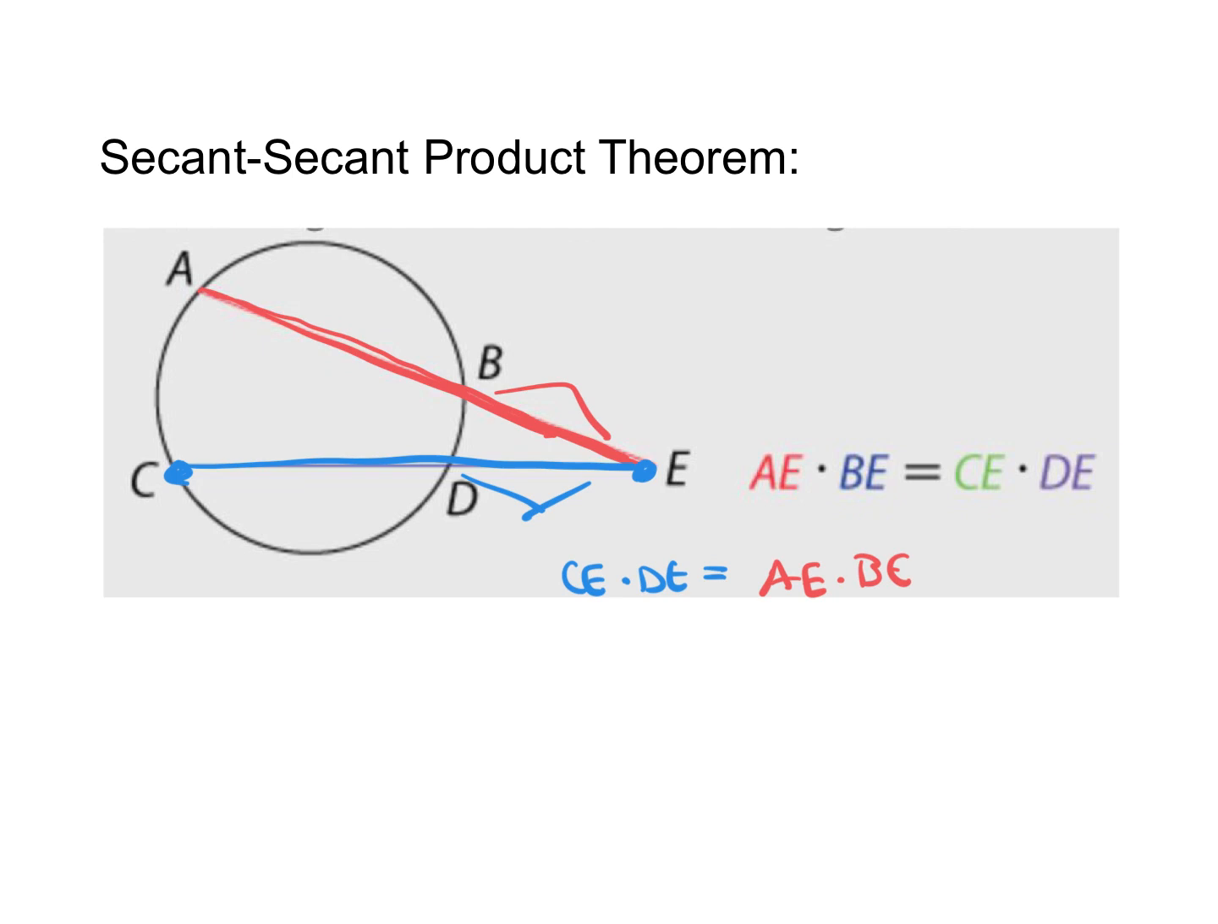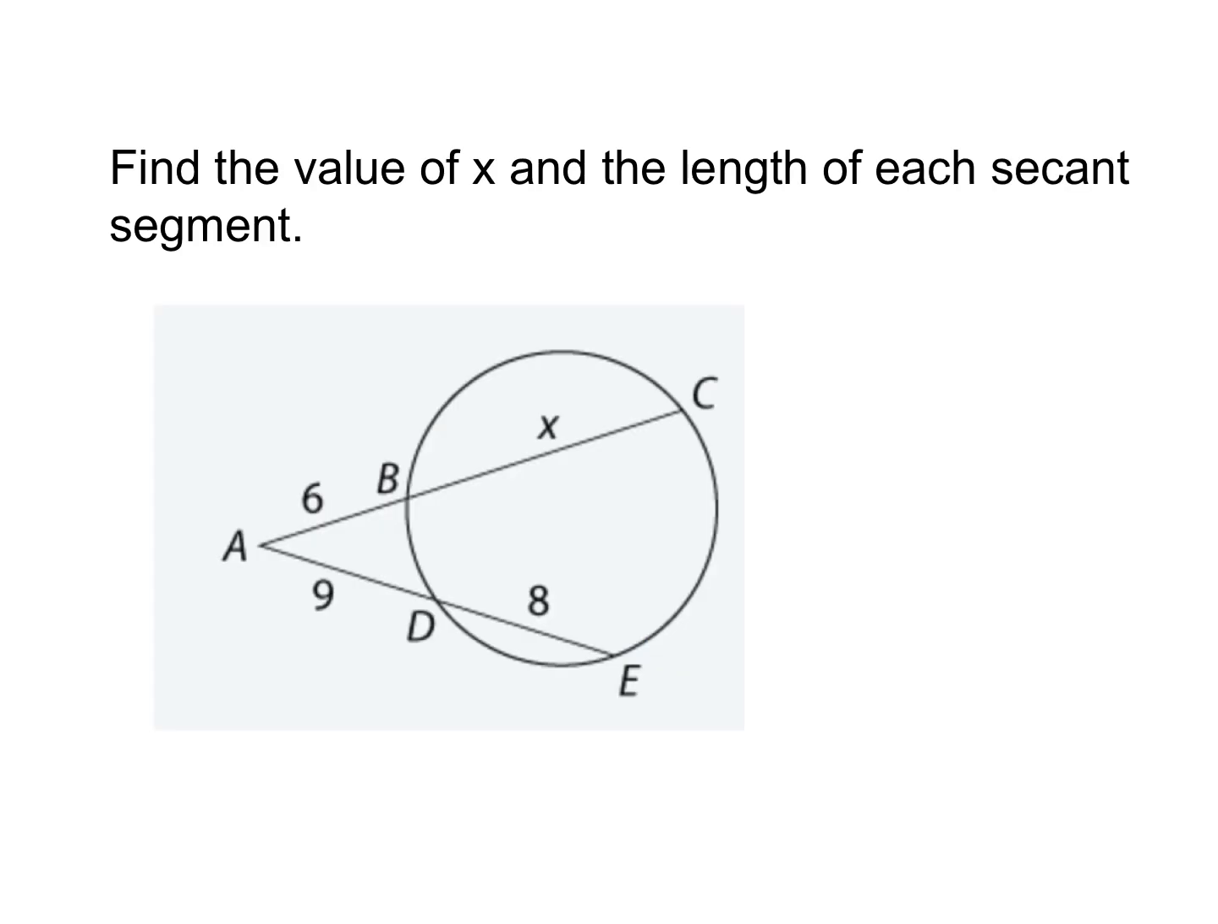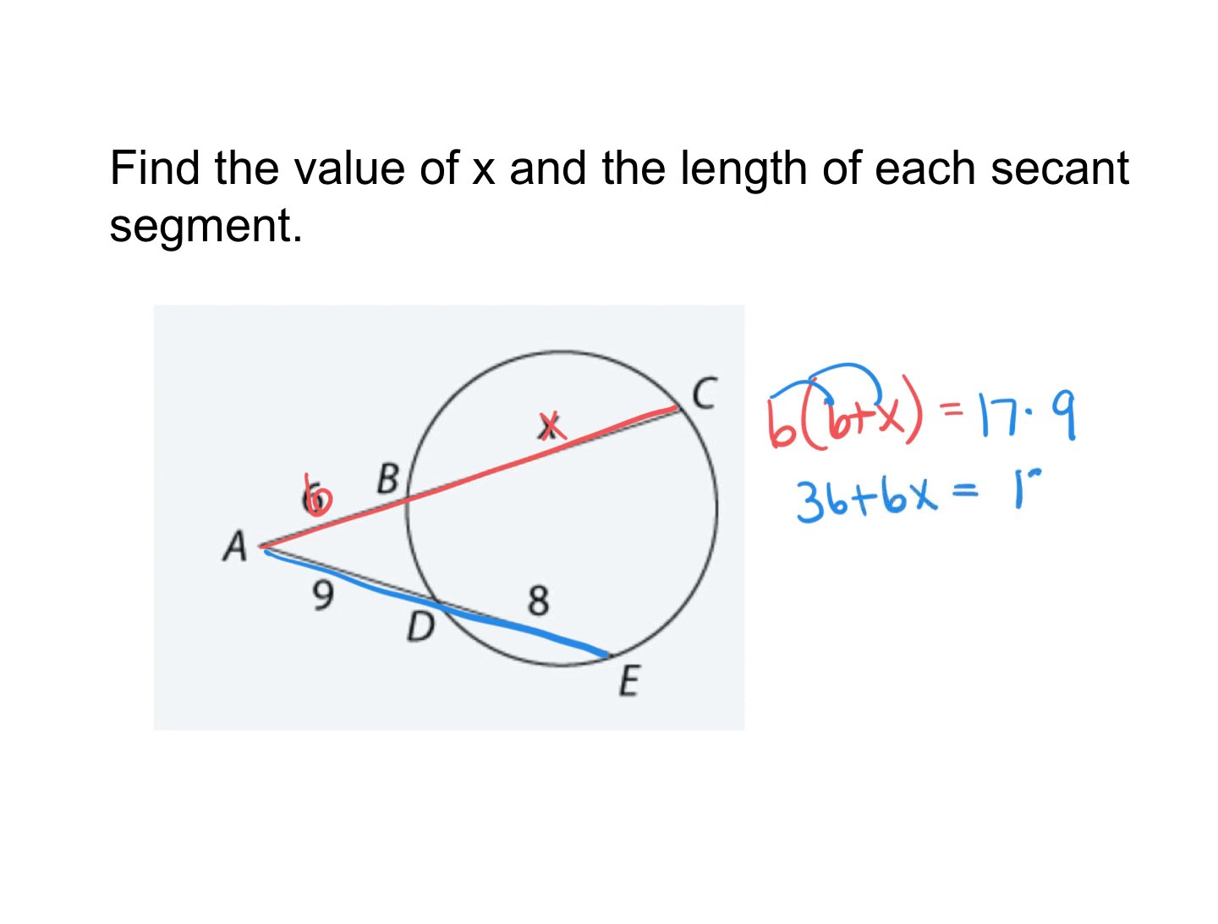Again, make sure that's in your notes. Here's an example of it. You have two secants right here. So you're going to do the whole thing. So the whole thing is 6 plus the x, 6 plus x, times just the outside. The whole times the out is equal to the other whole times the out. So the whole right here is 17, and the outside is 9. And then in doing this, you get 36 plus 6x is equal to 153.